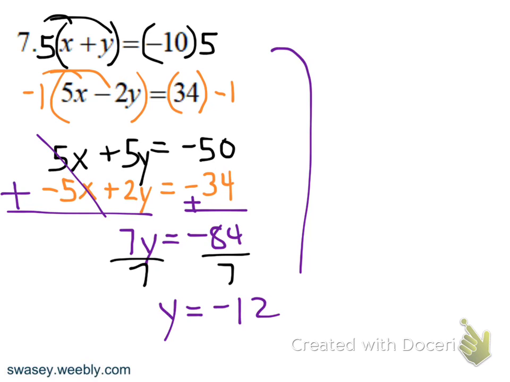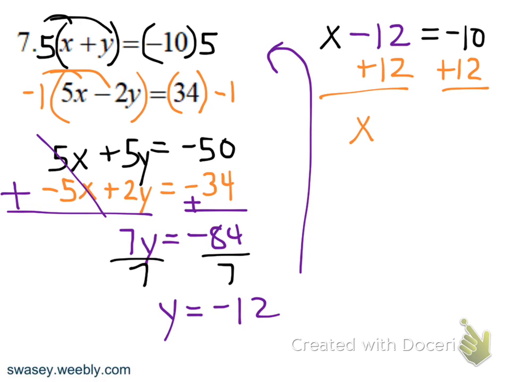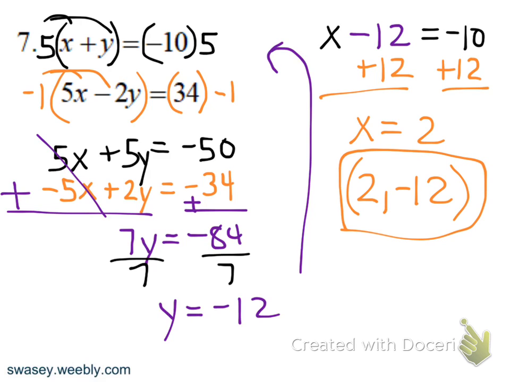Going to go back to the top original. So we had x plus y. So instead of plus y, we'll put the negative 12 equal to negative 10. To get rid of the minus 12, add 12. Negative 10 plus 12 is 2. Put it together as an ordered pair, x, then y. So these are intersecting lines. They intersect at the point 2, negative 12.